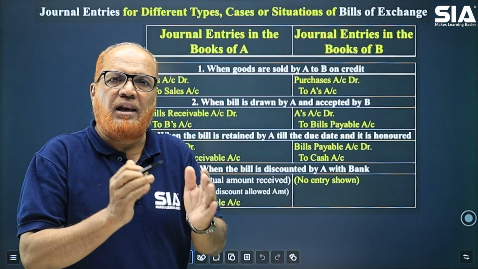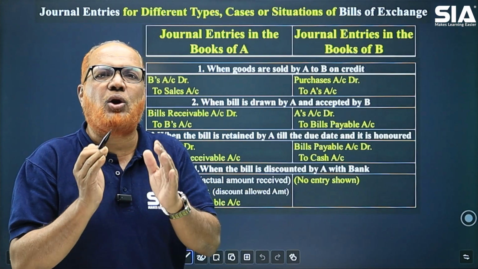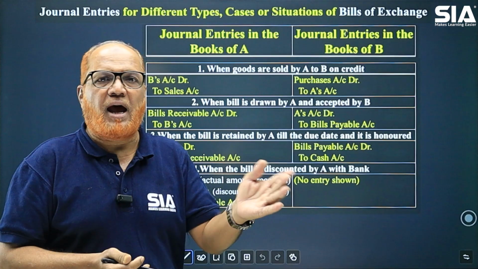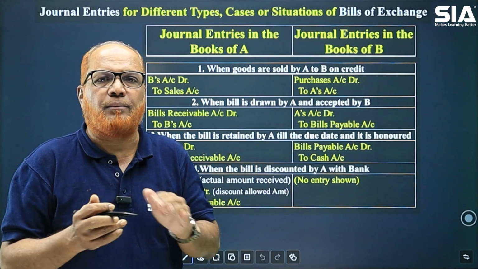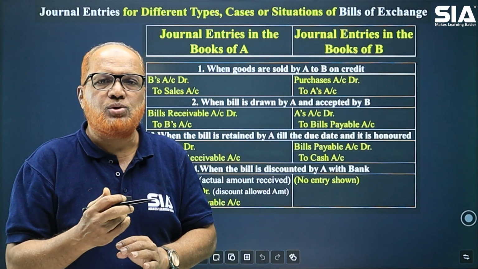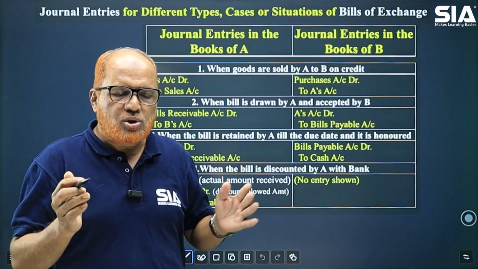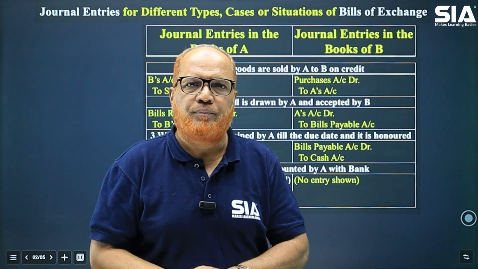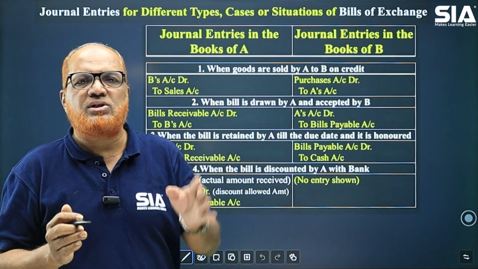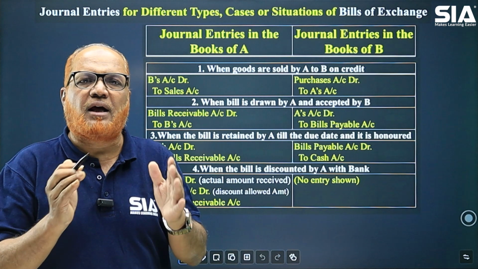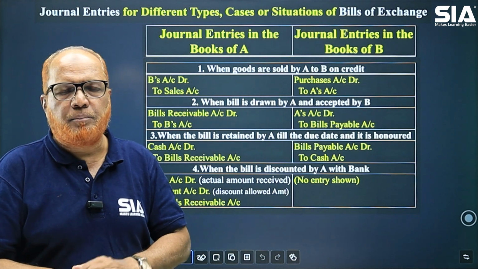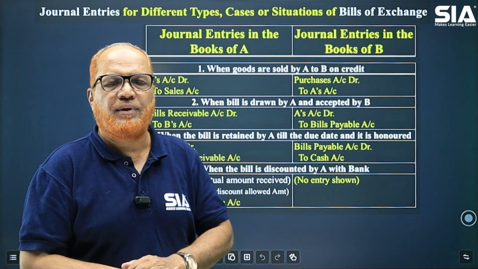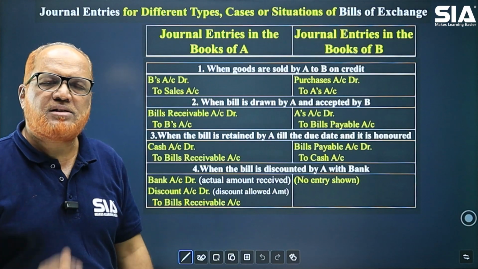A is the seller, so he is the drawer, and B is the acceptor, the buyer. He is the buyer of goods, so acceptor. Normally it's a trade bill. Trade bill means a bill of exchange which is drawn and accepted for a trade transaction like purchasing and selling.